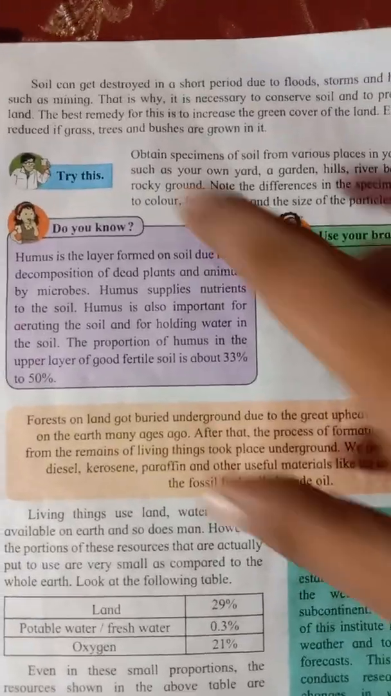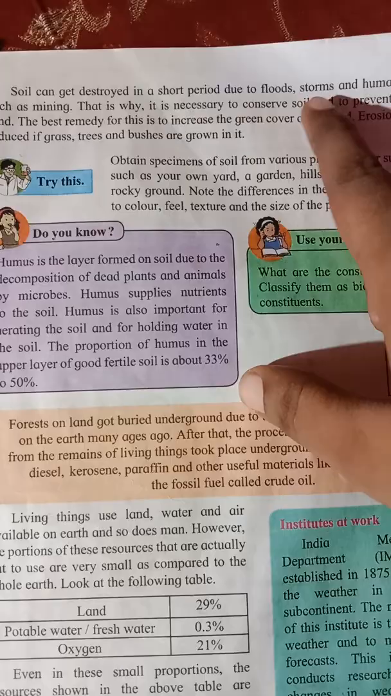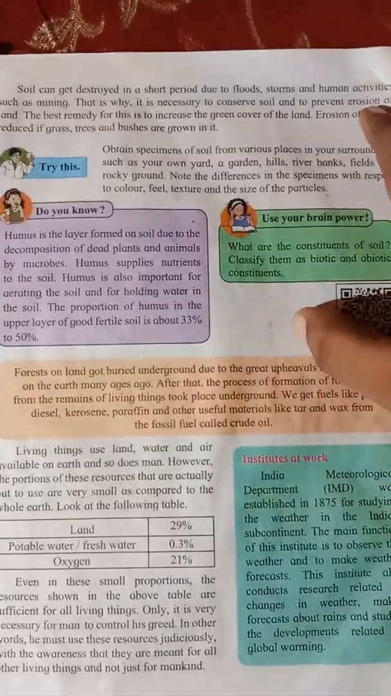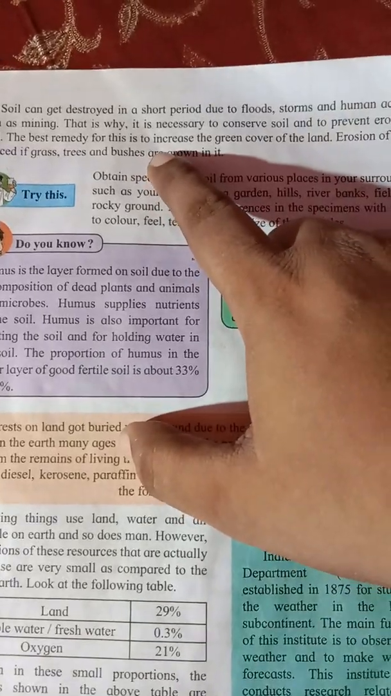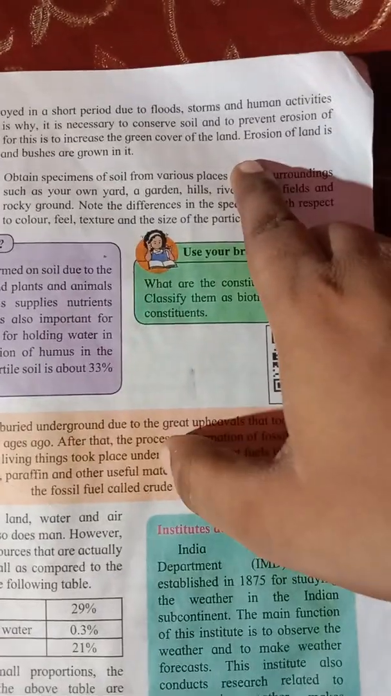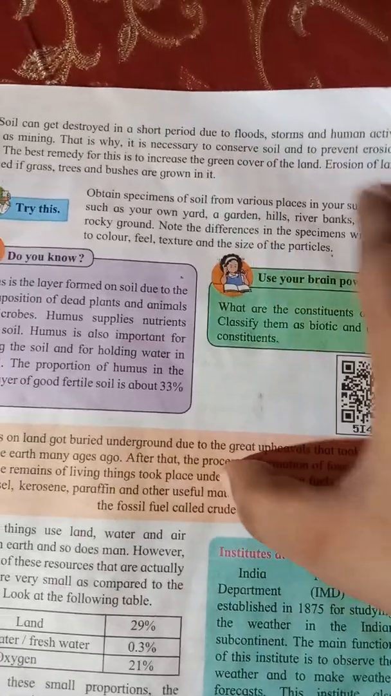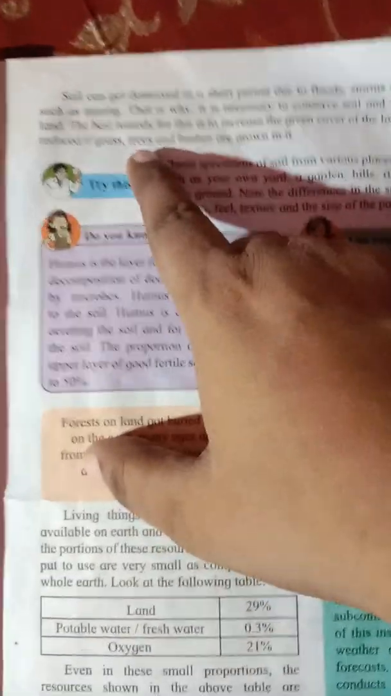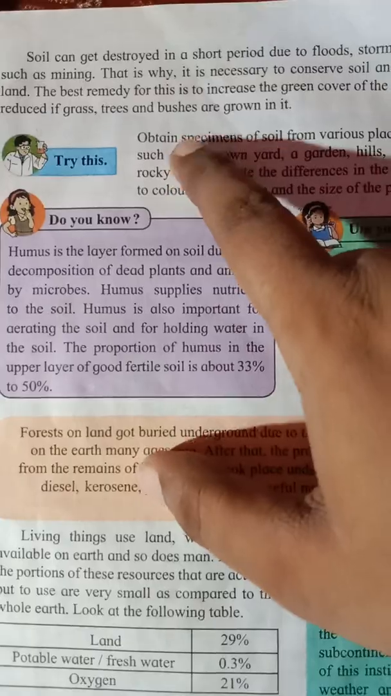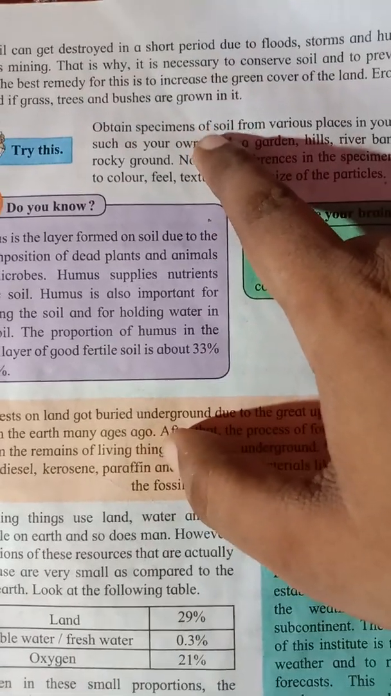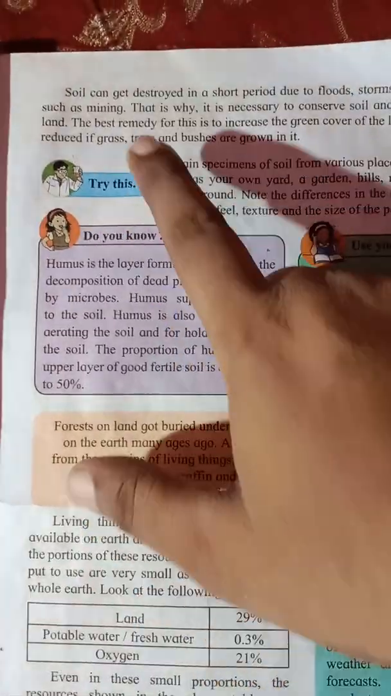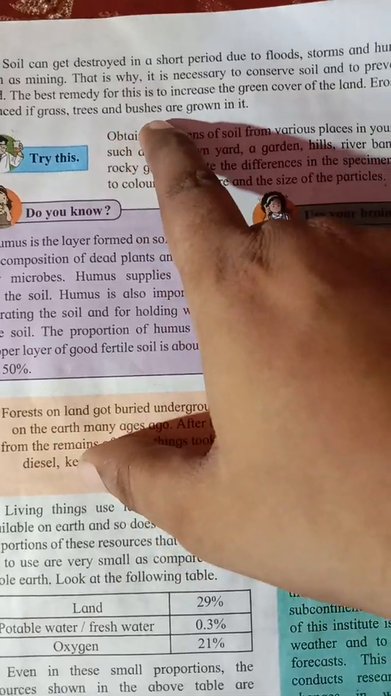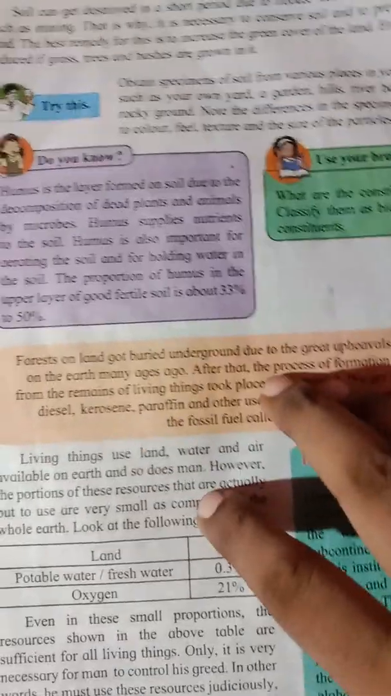See, soil can be destroyed in a short period due to flood, storm, and human activities such as mining. That is why there is a necessity to conserve the soil and prevent soil erosion of land. The best remedy for this is to increase the green cover of the land. Erosion of the land reduces when grass, trees and bushes are growing in it.